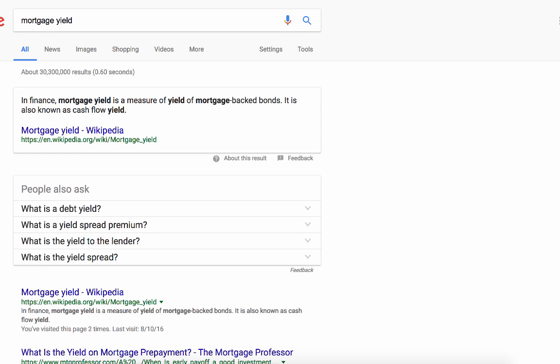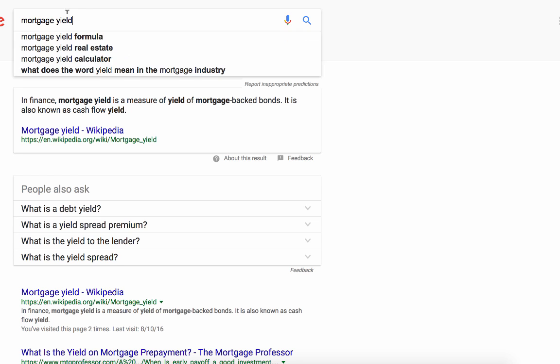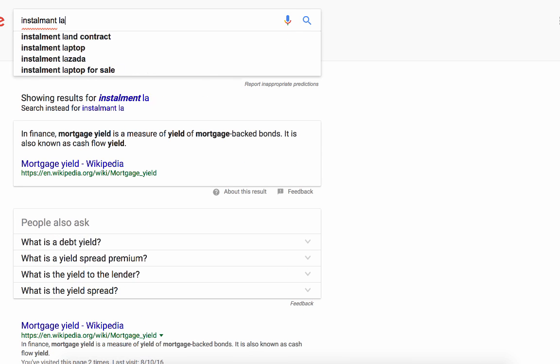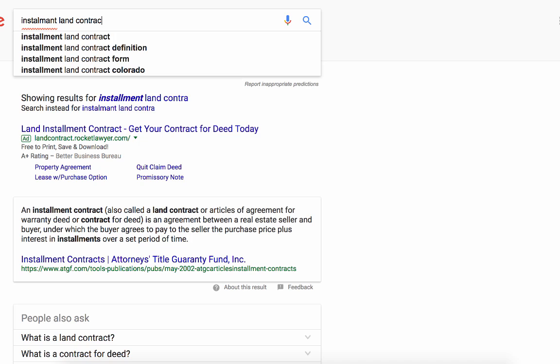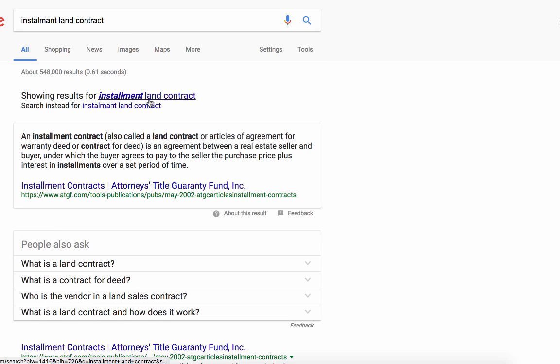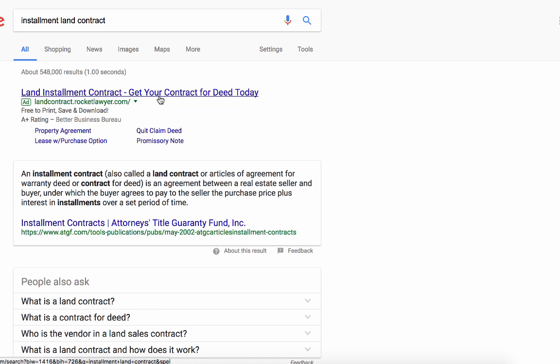I didn't understand the word installment, because there was a lot of installment land contract. This is what you're talking about. It's also known as an installment sales contract. All it means is that the buyer is going to pay the seller money on an installment basis.